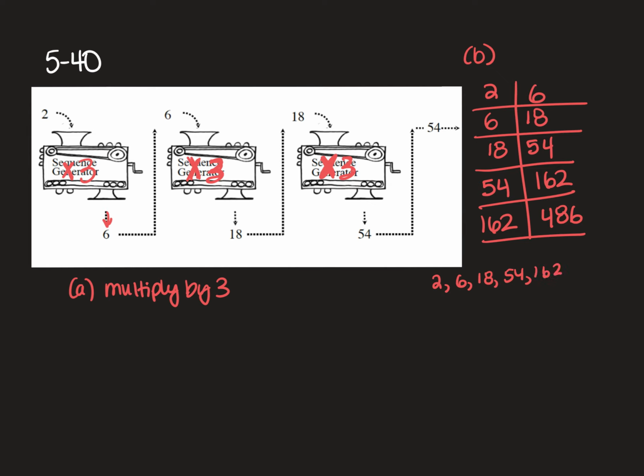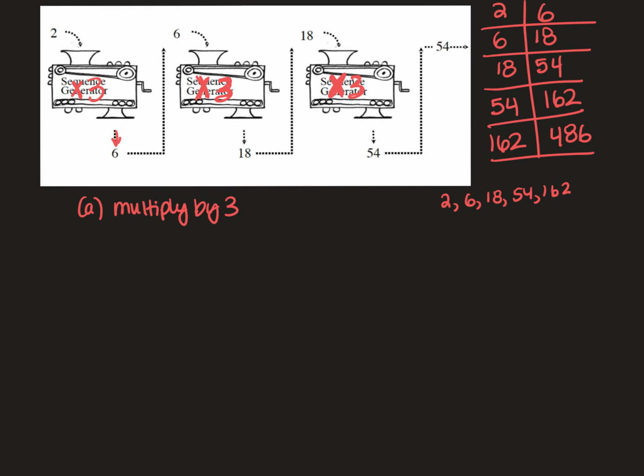All right, and then part C. Samantha decided to use the same sequence generator, but this time started with the first term of 5. What are the next 4 terms in this new sequence? So we're multiplying by 3 every time, but this time we're starting with 5. Okay, so we start with 5, and we multiply by 3, we get 15. And then we just continue that pattern.